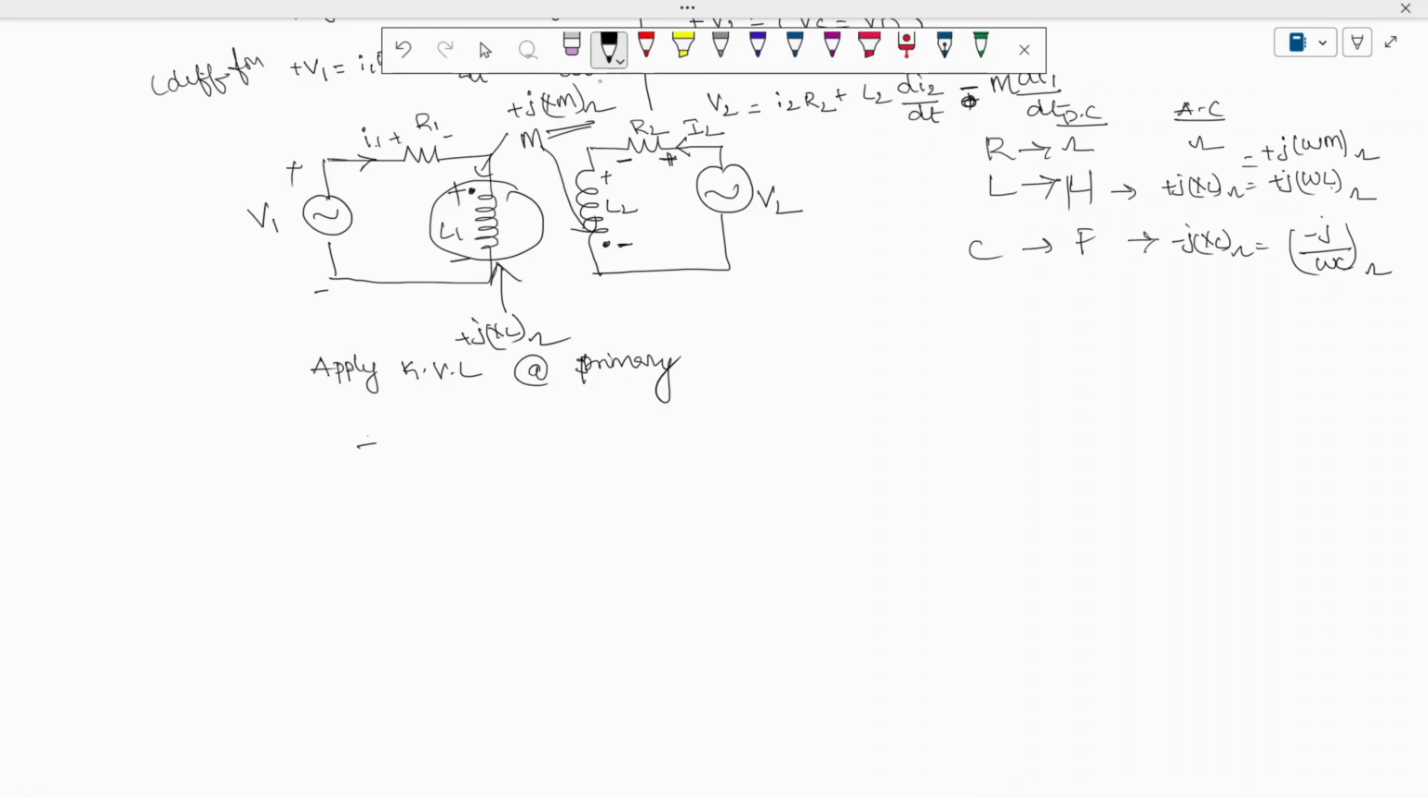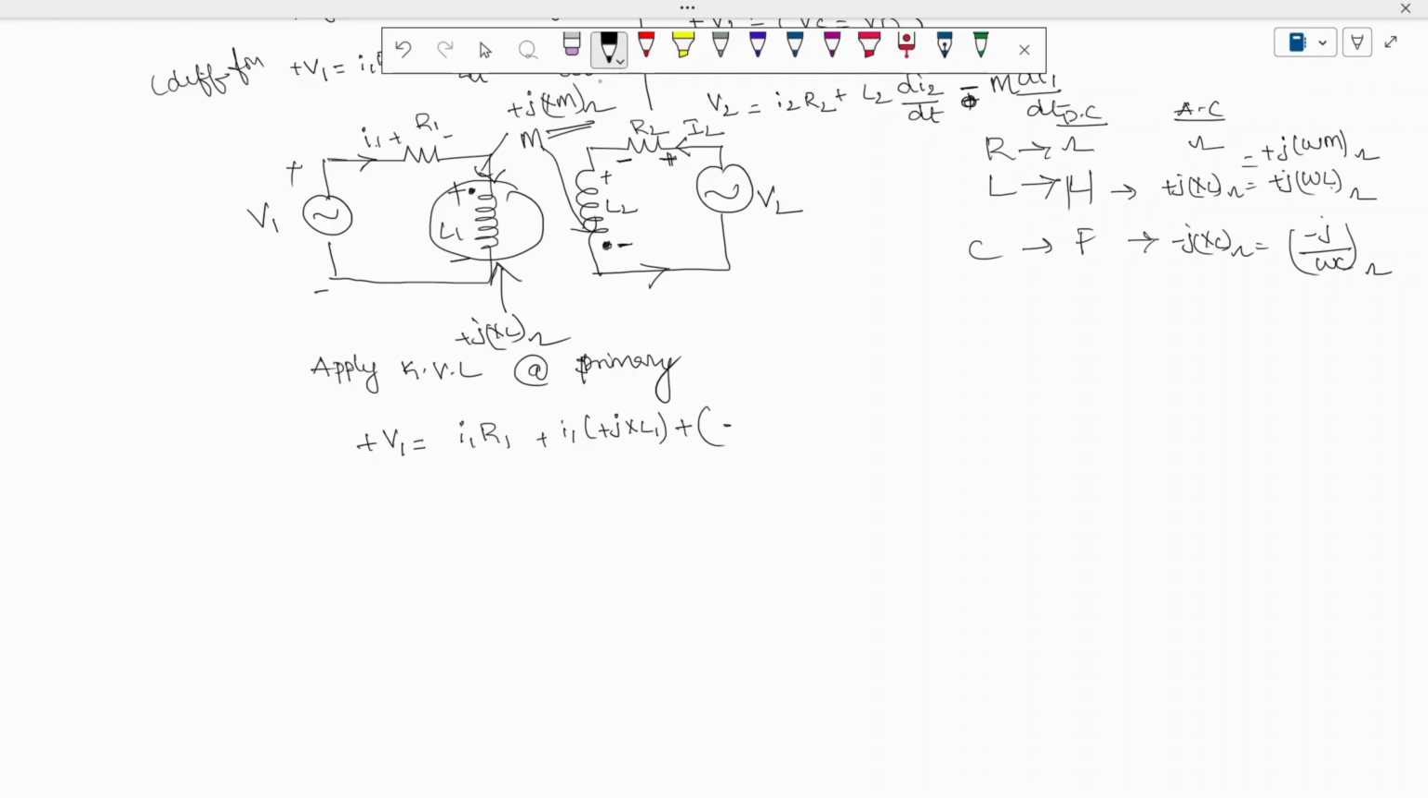Voltage source is plus V1. The drop across the resistor is I1 into R1, so I1 R1. Then plus I1 into plus j XL1 ohms, and there is a mutual inductance term of plus j. So what is the sign when the current is entering the dot and when the current is leaving the dot? Here the current is leaving the dot and entering the dot.